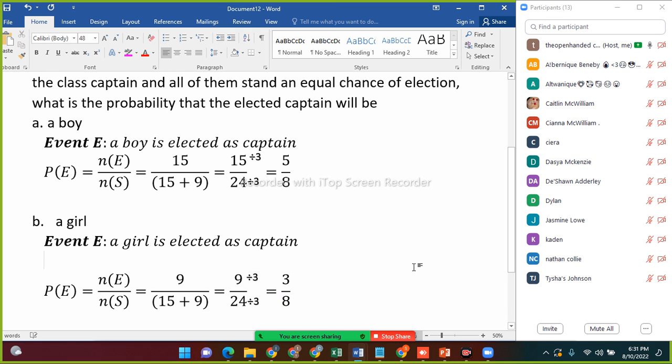Okay. And so the probability of us getting a boy selected as captain is 5/8. And the probability of a girl being selected as captain is 3/8. So it's going to be what you want divided by the total. That's basically how we do it.